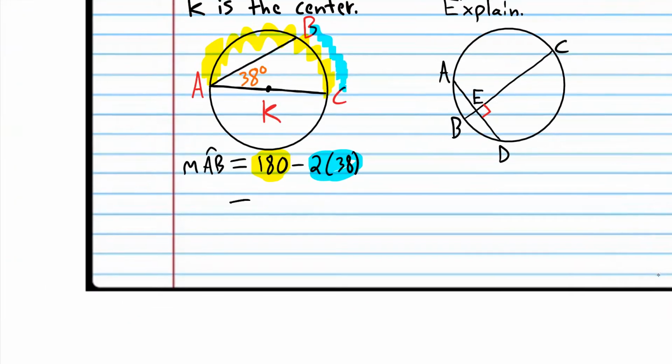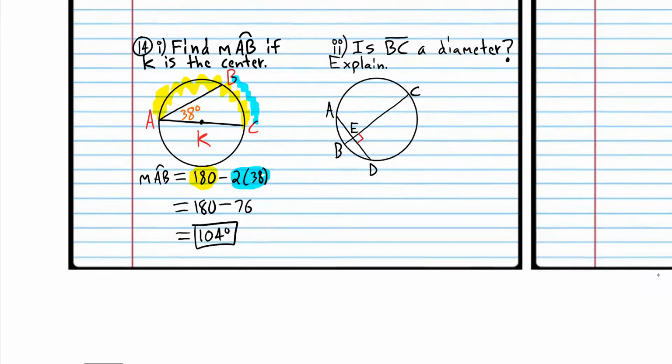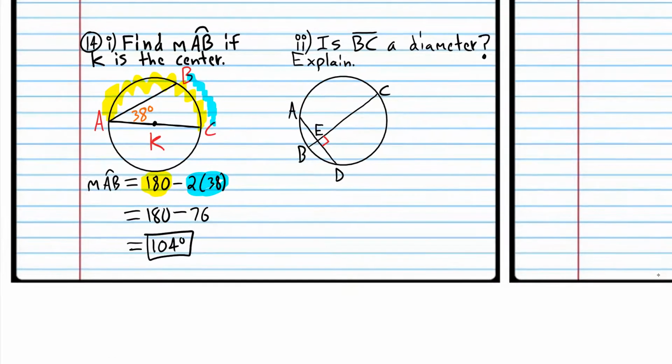And so we have 180 minus 76, which is equal to 104 degrees. If you got that one right, good job. Go ahead and try part 2 if you haven't already attempted that problem. When you come back, we'll do it together.